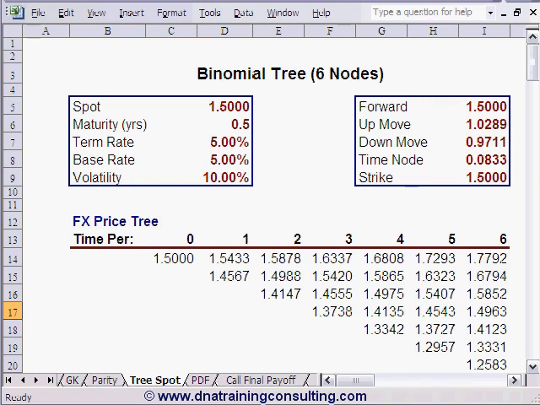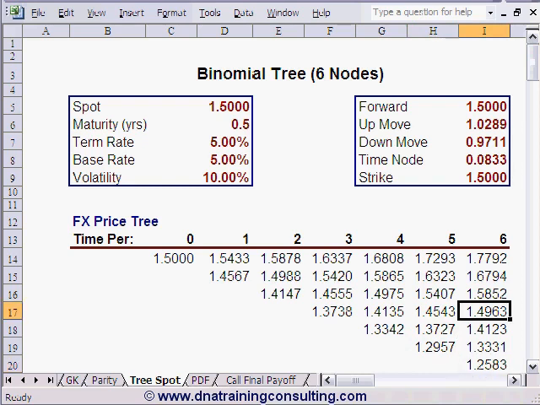Finally, you will note that the 7 final outcomes you see in cells I14 to I20 range from pretty high to pretty low, since to reach I14, for instance, the spot must experience 6 up moves in a row, while to reach I20, the spot must experience 6 down moves in a row.